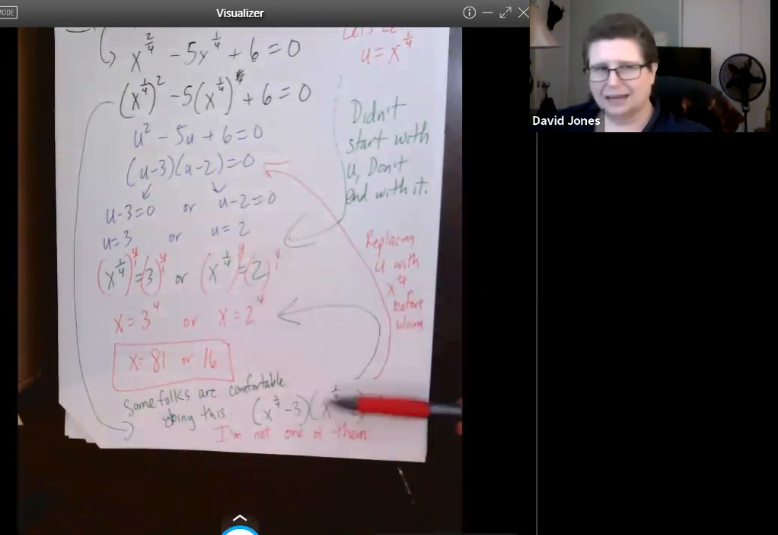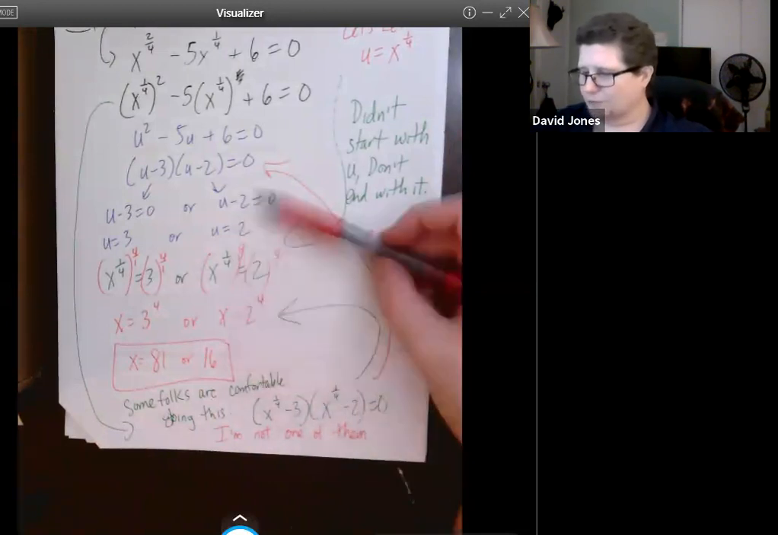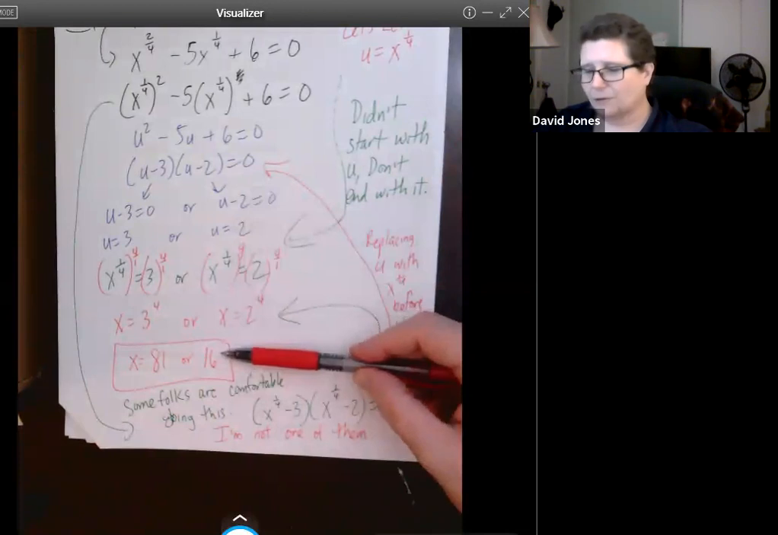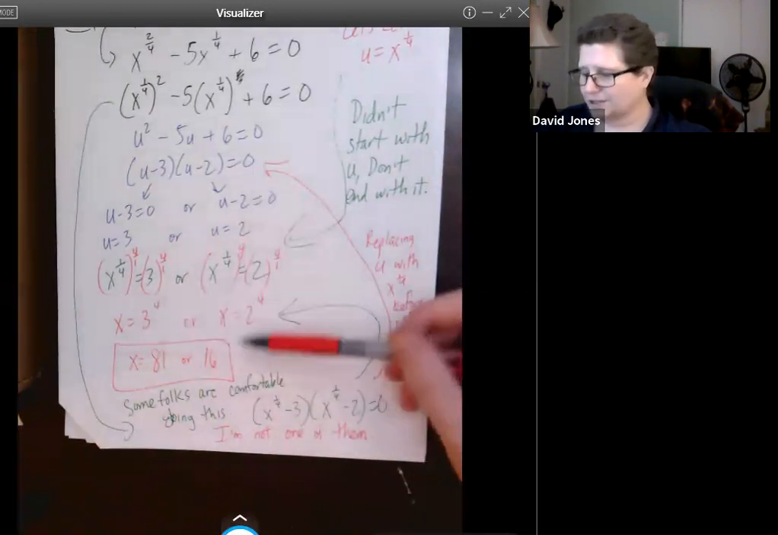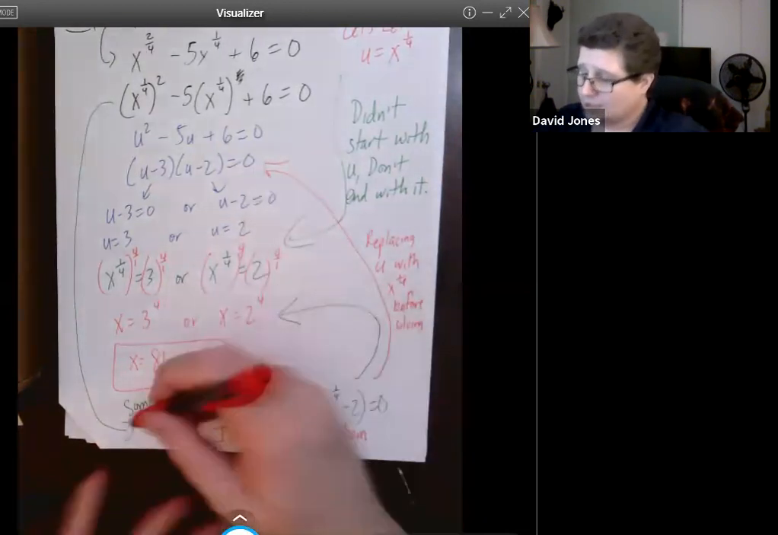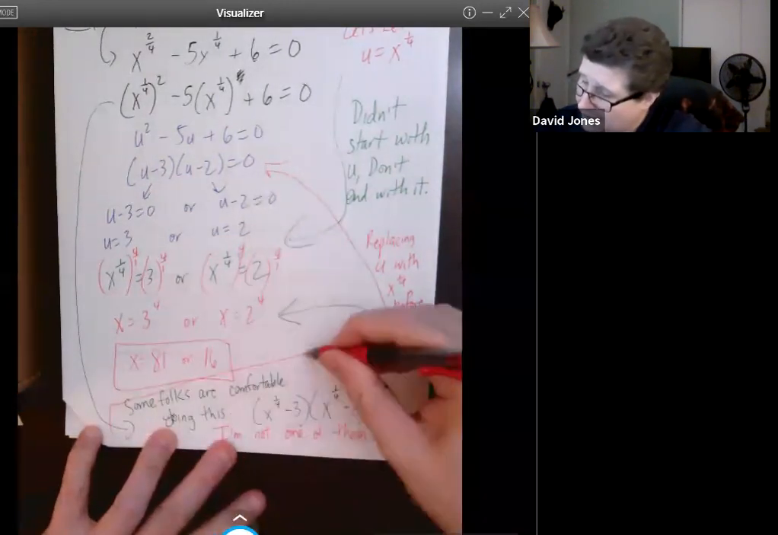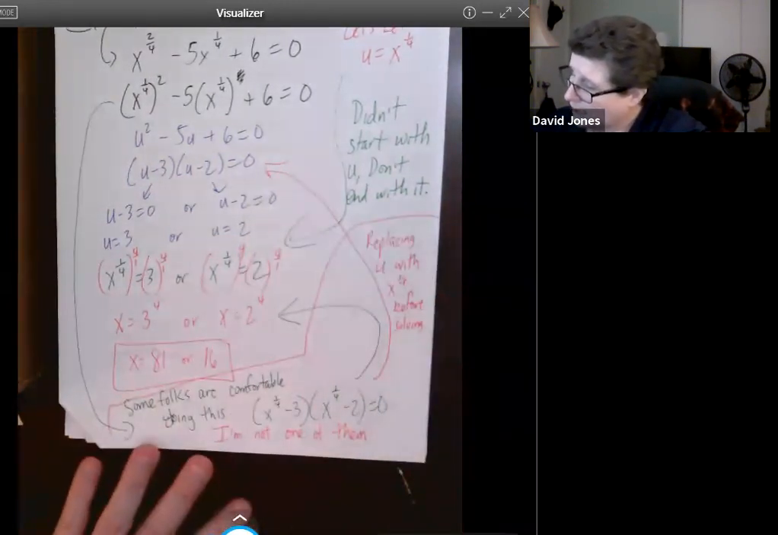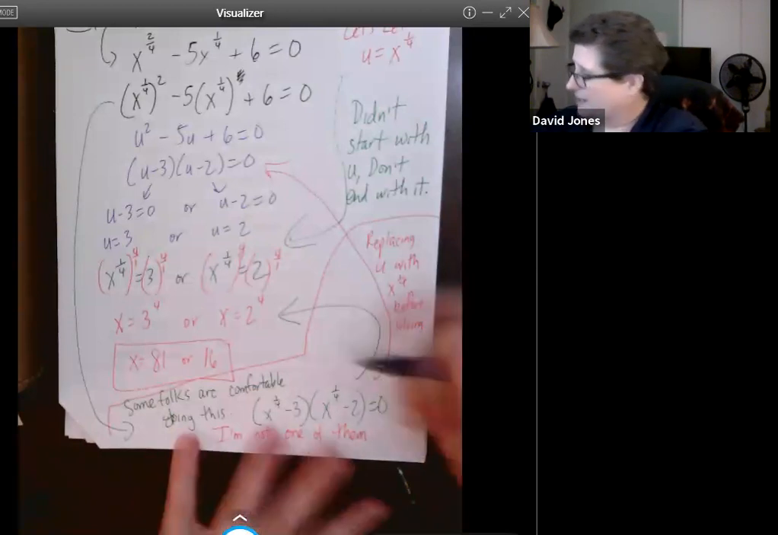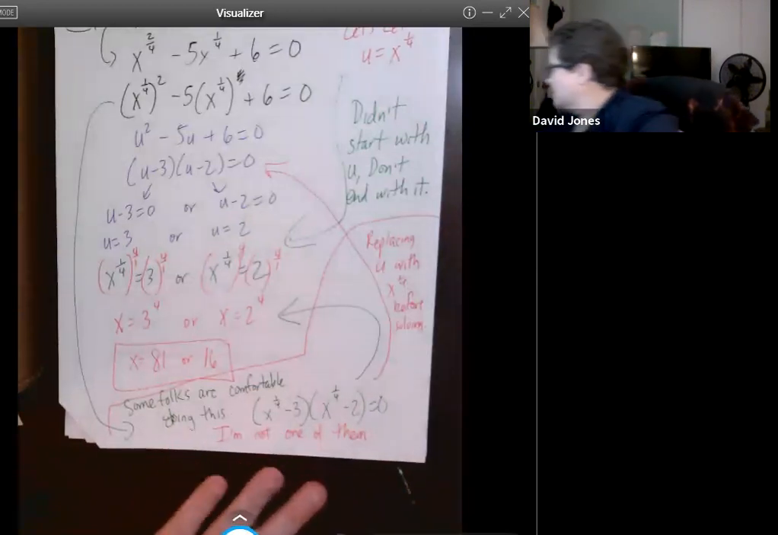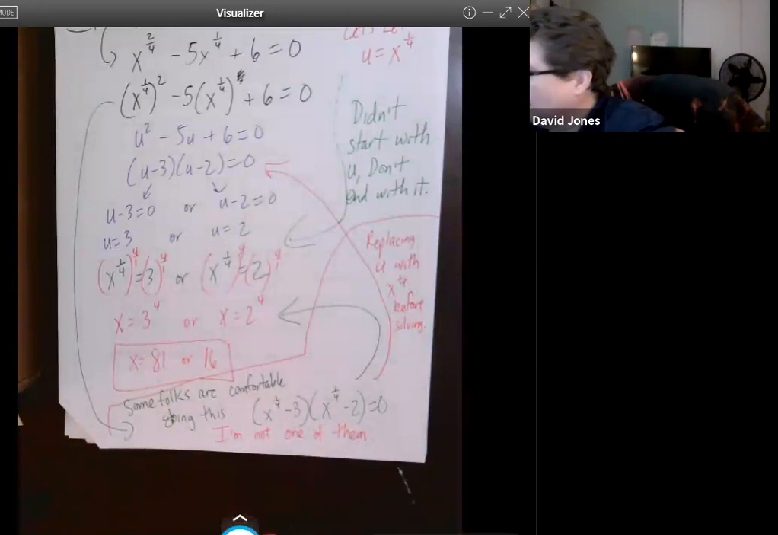I don't recommend that. I think do the u sub, get to here, replace u with its original value and solve. So this part right here that I did right there, not recommended. Ooh, let's make this a bigger, thicker pen. I want this to stand out.